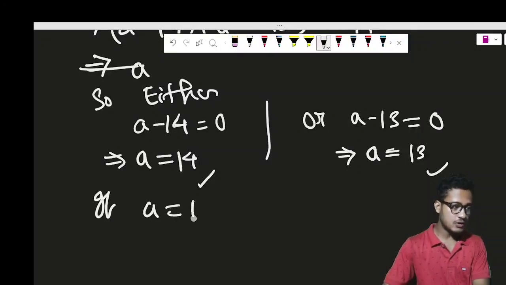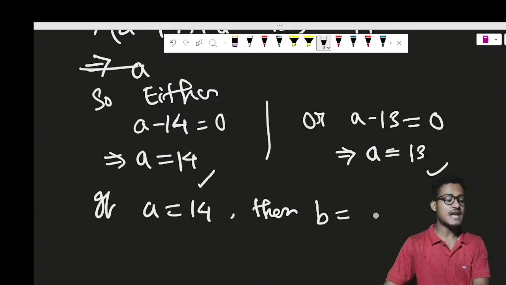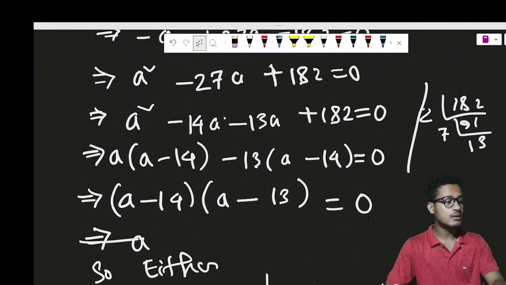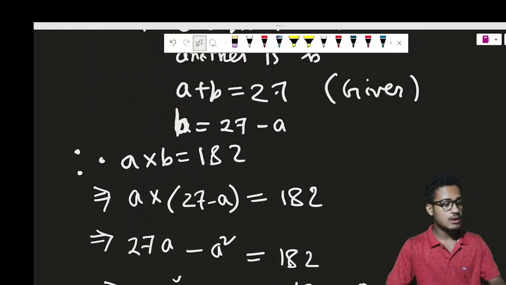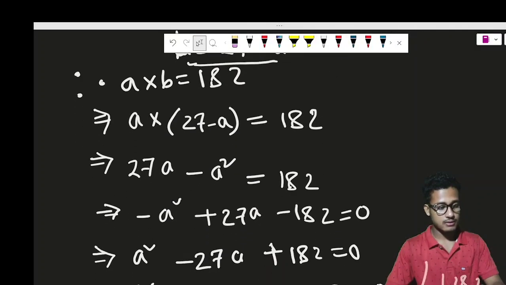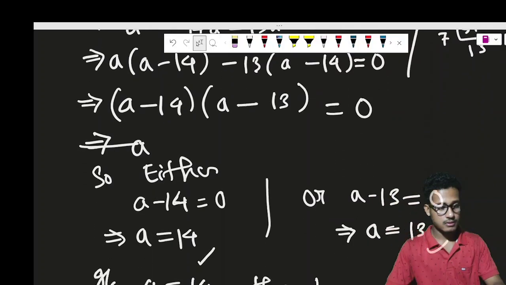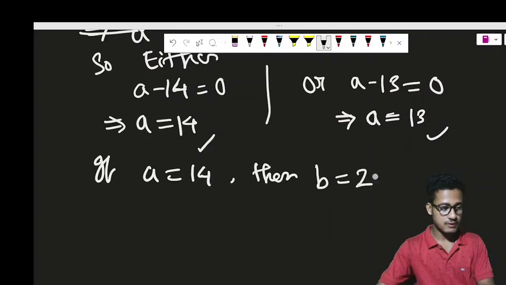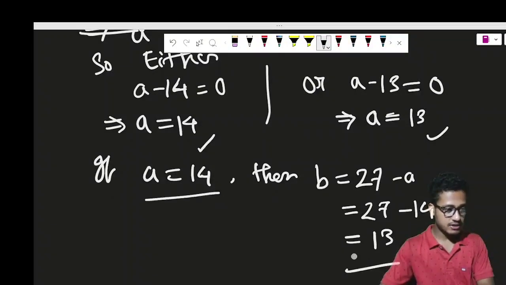If a is equal to 14, what is b? We know the sum a plus b is equal to 27, and b is equal to 27 minus a, as we have obtained above. So when a is equal to 14, b is equal to 27 minus 14, which is 13. A is equal to 14, b is equal to 13.